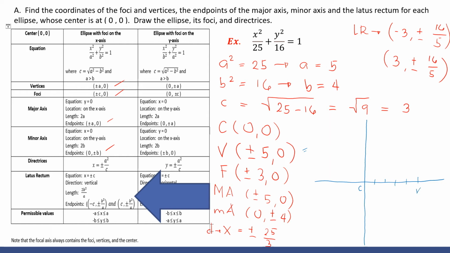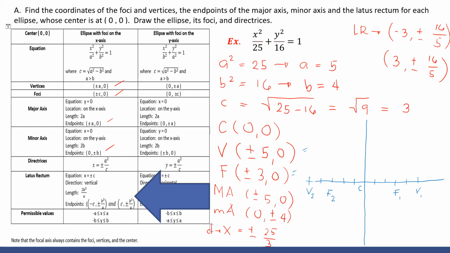So ito yung ating vertex 1. Okay? And then, from the origin, move tayo ng 5 units to the left. 1, 2, 3, 4, 5. So, this will be our next vertex. So, i-consider natin siya as vertex 2. About focus or foci, we have plus minus 3, 0. From the origin, move ka ng 3 units to the right. This will be our focus 1. And then, from the origin, move tayo ng 3 to the left para ito ang maging focus 2.